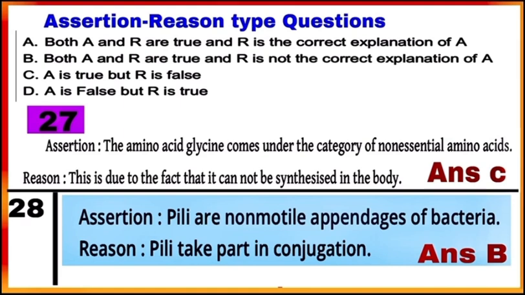Question 28, assertion statement. Pili are non-motile appendages of bacteria. This is true. Pili and fimbriae are non-motile appendages that are outgrowths of membrane in bacteria. Now see the reason. Pili take part in conjugation. This is true, but it is not the correct explanation of A. So here A and R are true, but R is not the correct explanation of A. So here mark B as a correct answer.